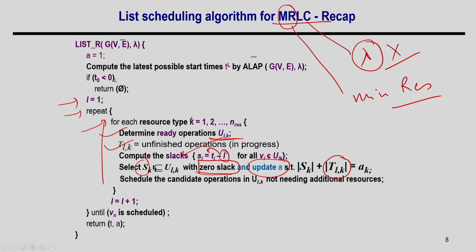And if there is no zero slack operation and I still have some resource, then I am going to select the operations which have non-zero slack also, but without violating my resource bound. This is how I do it for each type of resource, and then I increase the time and go to the next timestamp, and so on until the sink node is scheduled. So, this is the list scheduling algorithm for minimization of resource under latency constraint. This is a very greedy algorithm: I always assume that I have the minimum resource available, and whenever I am forced to increase the resource, I increase it.